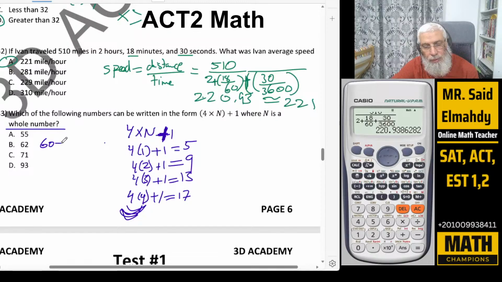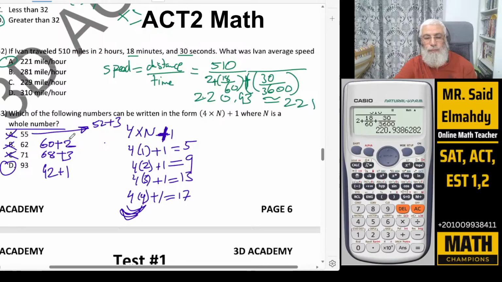Multiple of 4 is 60 plus, this is 60 plus 2. So this is not correct. Multiple of 4 is 68 plus 3. So this is not correct. Multiple of 4 here, this is 92 plus 1. So this is the correct answer, because the multiple of 4 here is 52 plus 3, which we don't need.